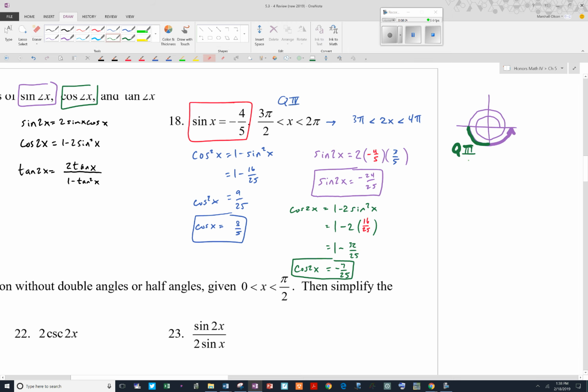All right, so now tangent should be pretty easy to get here. I know I wrote this here, but we don't really need to use that. What we can do is just take sine of 2x over cosine of 2x.